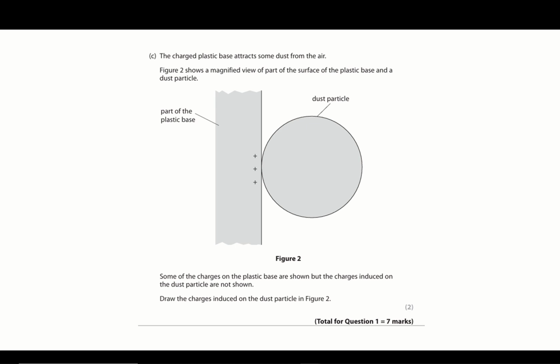Okay, next one. The charged plastic base attracts some dust from the air. This is a magnified part, so we can see we've got a dust particle here, and what we've got now is charging by induction. So if I've got a positive charge here, you imagine I've got positives and negatives in here, an equal amount of them. This positive charge is going to pull electrons forwards. So we're going to end up with negatives at the front, and I'm going to show that they're moving forwards. So show the charges induced on the dust particle, and there we go.